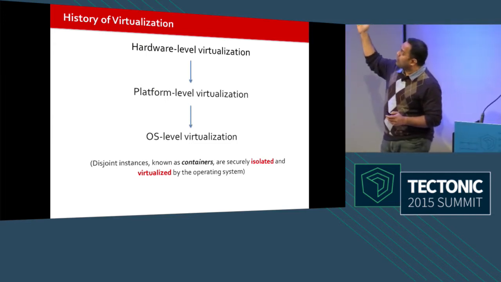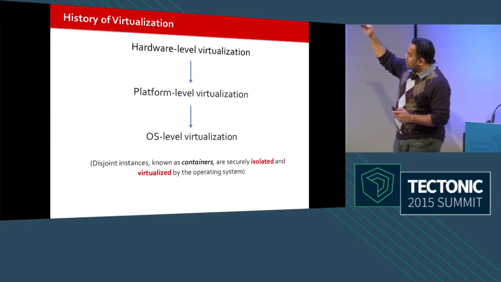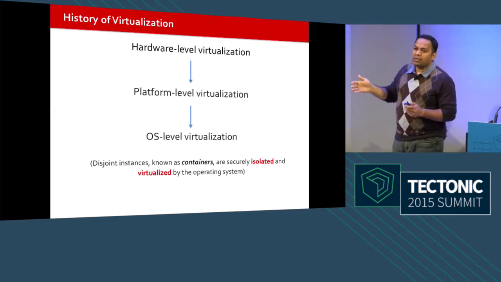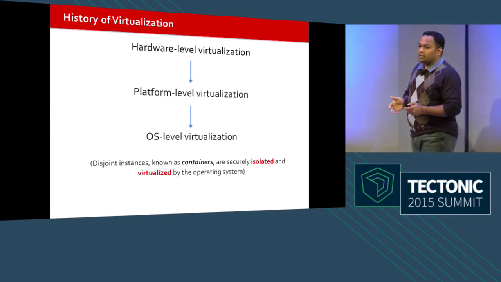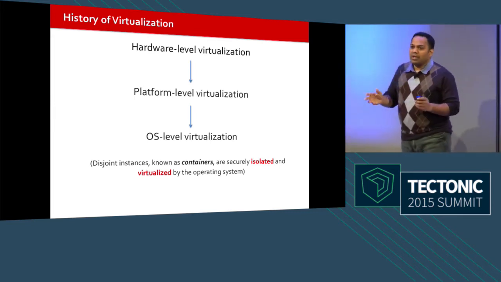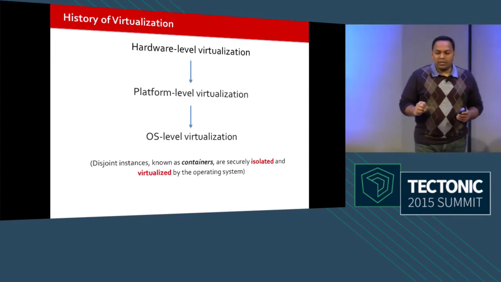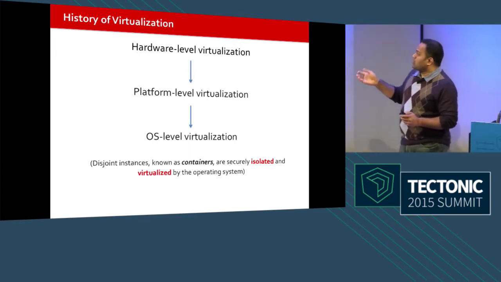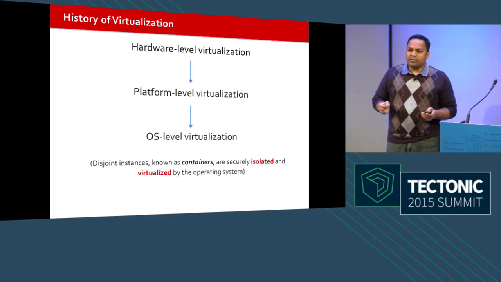So there are some disruptive technologies which came up in virtualization, which is hardware level virtualization. There was platform level virtualization, and now we have this OS level virtualization. And the container is the new disruptive technology, right? So this is securely isolated and virtualized by a single operating system.